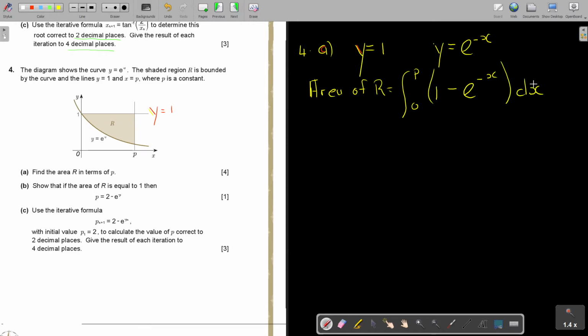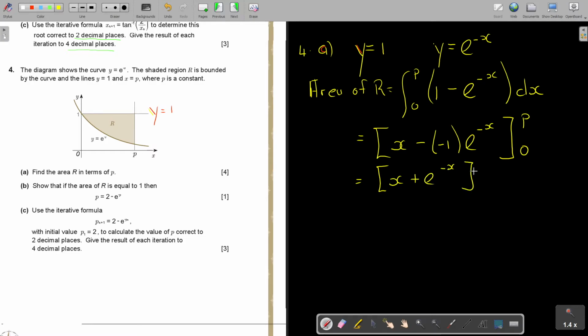Always if you see area, integration. If you see gradient of a curve, differentiation. So now I'm just going to integrate. This is a constant, so it's x. This one, I'm just bringing that negative down. It's actually 1 over negative 1, but it's negative 1. And then e to the negative x, between P and 0. So it's x plus e to the negative x. I just simplify it a little bit.